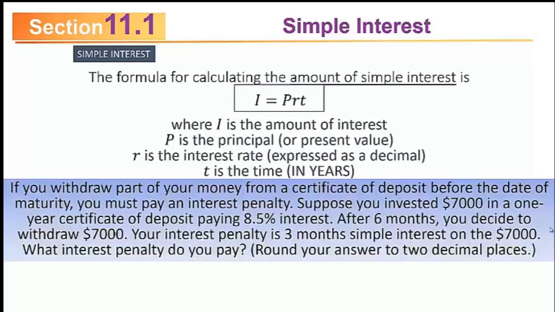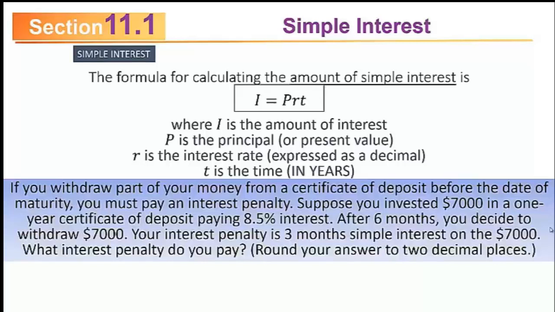Another example. If you withdraw part of your money from a certificate of deposit before the date of maturity, you must pay an interest penalty. Suppose you invested $7,000 in a 1-year certificate of deposit paying 8.5% interest. After 6 months, you decide to withdraw $7,000. Your interest penalty is 3 months simple interest on the $7,000. What interest penalty do you pay? And round your answer to 2 decimal places. Now that problem is very wordy, but if you just read one of those very last sentences, that's really all you really need to know to do the calculation.